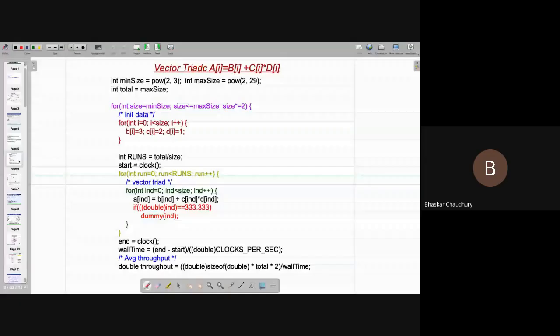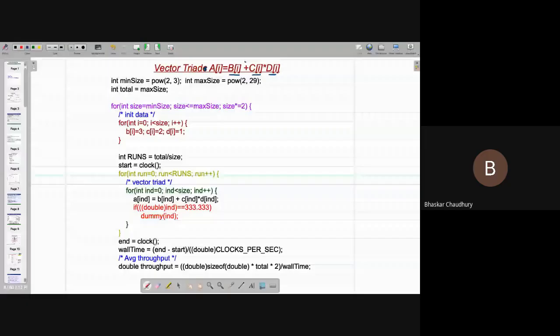Triad. Okay, so at any point if you find any difficulty, just stop me and ask me. What it does is, you can see you have these B and C vectors, and then there is another vector D. So you have one addition here and one multiplication here, and then you are storing it in A. That's the typical vector triad.